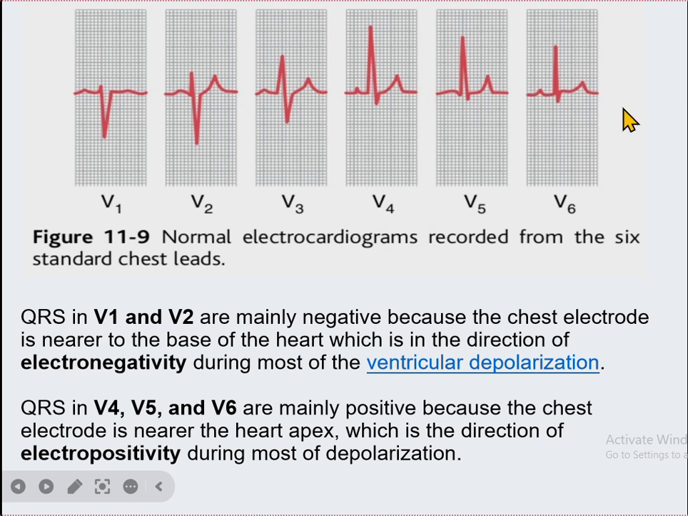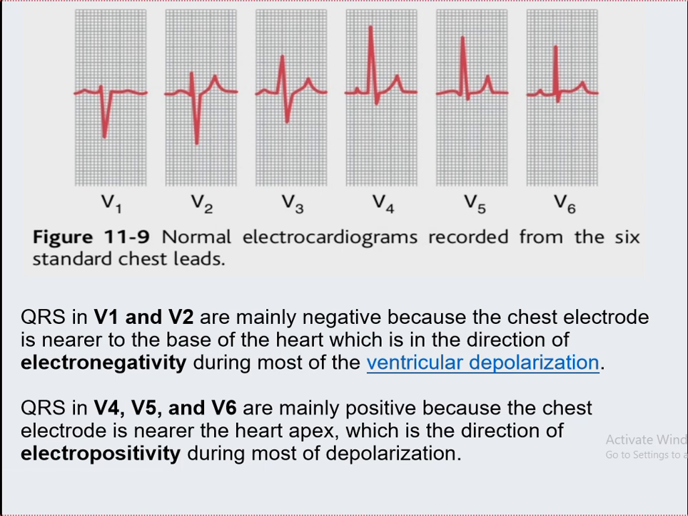These are the ECGs for the precordial leads: V1, V2, V3, V4, V5, V6. These are ECGs, not just QRS complex. So we are looking at the ECG of just one heartbeat, meaning from one atrial contraction to the relaxation of the ventricles. If you concentrate on the QRS complexes of V1 and V2, they are inverted. But from V4, V5, V6, they are upward.